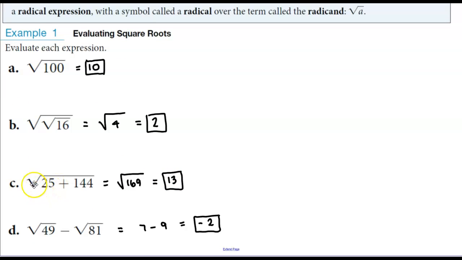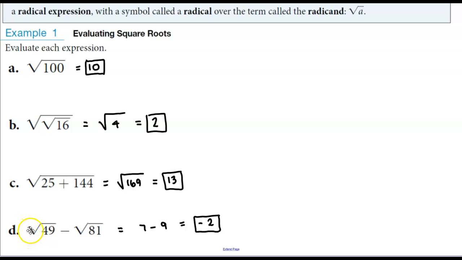In part C, we have the square root of 25 plus 144. What we need to do is order of operations. We need to add first before we can take the square root of that number. So 25 plus 144 is equal to 169. The square root of 169, which is another way of saying what number do I have to square to get 169, then that number is equal to 13.